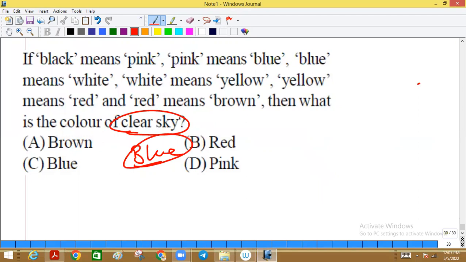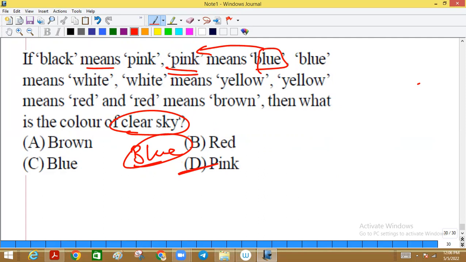In this case, what is the keyword here? Means. Means in the sense forward or backward? Backward. So blue means what? Pink. So your answer is pink. You have to move backward, because means represents the backward direction. Got it? Okay. So this is again a miscellaneous type of question.